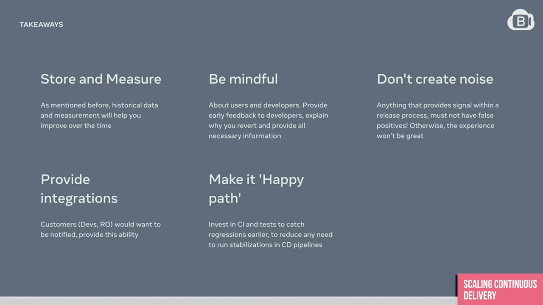Make it a happy path. I think everything is important, but this is very important as well. Invest in CI and tests to catch regressions earlier. It will reduce any need to run the stabilization as part of the CD flow. Right? So if you have no regressions, it will always be a happy path. And this is really good for everyone.